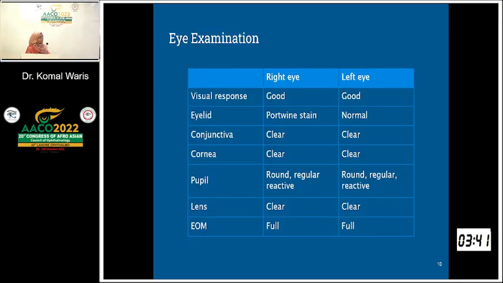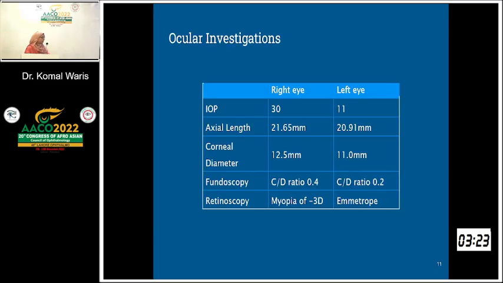Coming to the eye examination, the visual response of both eyes was good. The eyelids of the right eye had a red mark, whereas the left eye was normal. The conjunctiva and the cornea were both clear. The pupils were round, regular, and reactive. The lens was clear, and extraocular movements of both eyes were full. When her intraocular pressure was measured, the right eye was markedly increased, at 30, whereas the left eye was within the normal range, at 11.